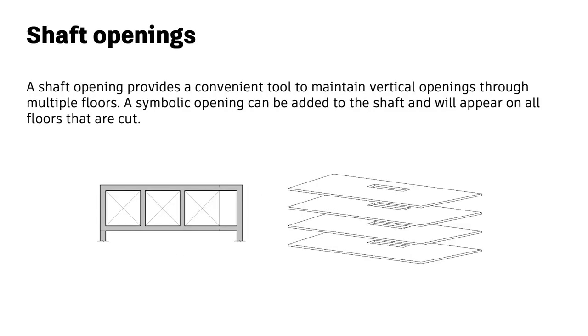Shaft openings are a convenient and fast method of adding vertically aligned openings through multiple floors. Symbolic lines can be drawn that automatically appear on each floor that is cut by the opening.